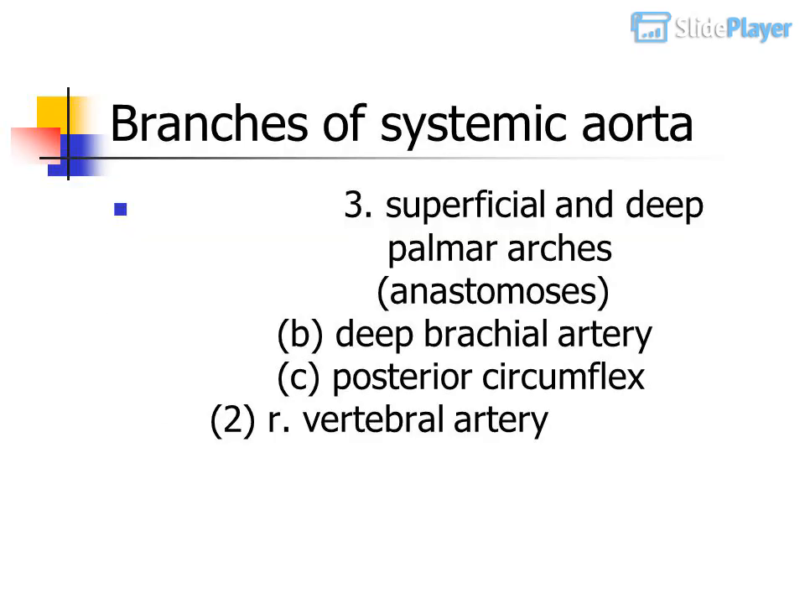Branches of systemic aorta. 3. Superficial and deep palmar arches, anastomoses. b. Deep brachial artery. c. Posterior circumflex. 2. Right vertebral artery.